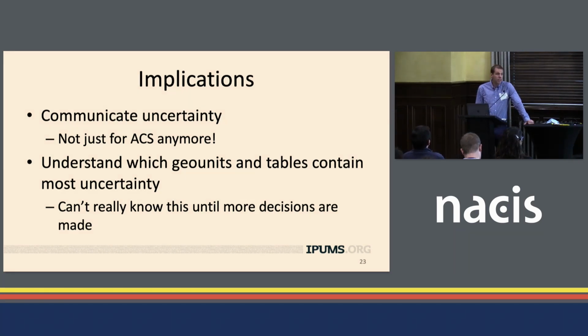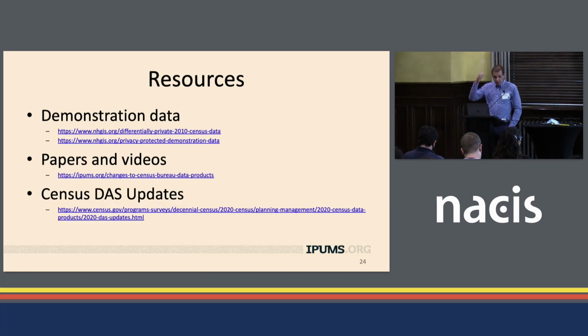And then the other key thing is to learn which geo units and which tables or demographic characteristics contain the most uncertainty, right? So if you're going to look at single year of age, by sex, by race, at the tract level, just know that those are going to be pretty uncertain. If you're dealing with total population at the tract level, you're going to get pretty good counts out of this particular algorithm.